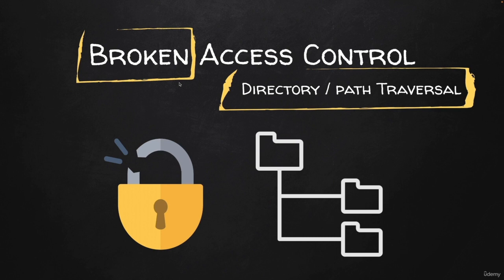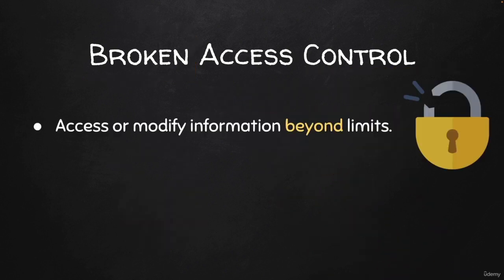In today's class, we're going to talk about directory or path traversal. Now, we already covered broken access control vulnerabilities previously, and we said that 94% of websites, according to OWASP 10, are vulnerable to these vulnerabilities. So if you're doing bug hunting or pen testing, then your chances of finding these vulnerabilities are really, really high.